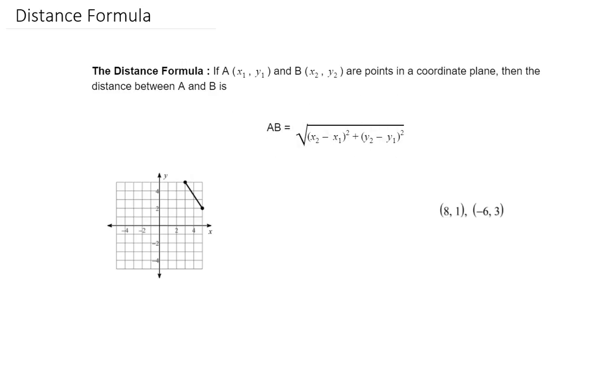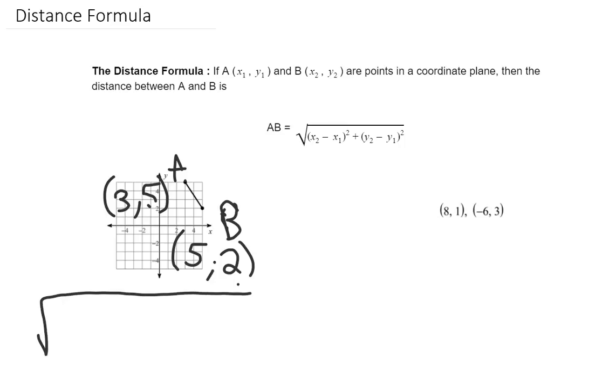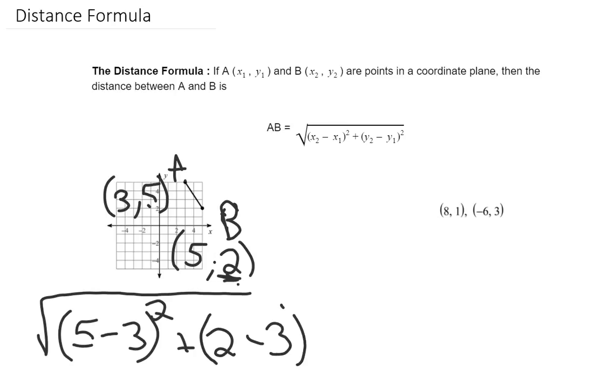If we look at the graph, my first point we'll say is A, second point is B. Point A is at 3 in the x and 5 in the y. Point B is at 5 in the x and 2 in the y. So now to use this formula, I would take the square root of x2, and we'll say that that one, for all accounts and purposes, is B. So we'll say x2 is 5 minus x1, which is 3, squared, plus y2, which, remember, this is our second one, would be 2, minus y1, which is 5, squared.